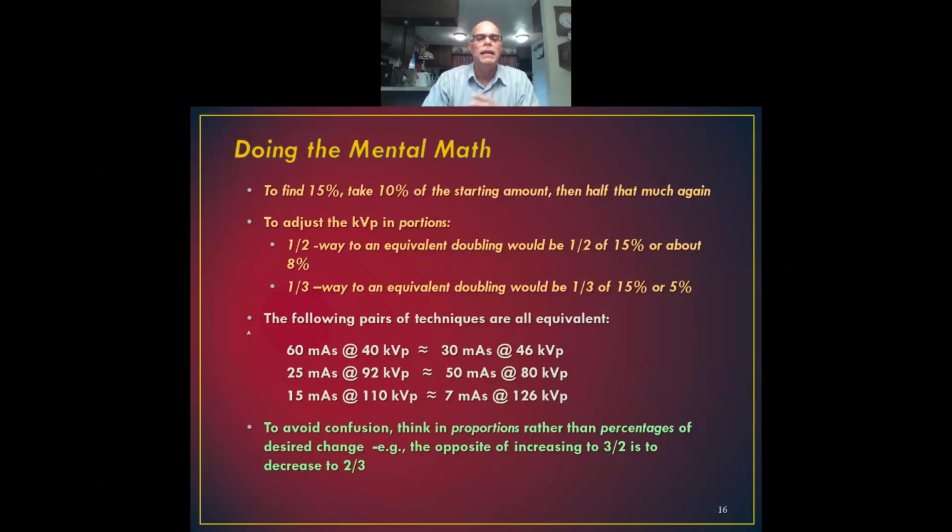So we've got 15 mass at 110 kVp. We look and we see, okay, well, our kVp has gone up one step. It's 110 to 126. So what do we need to do to our original mass? We went up, so we take our mass of 15 and we half it, because we're going to do the opposite of what we've done to our kVp. All right, to avoid confusion, think in proportion rather than percentages of desired changes. The opposite of increasing to 3/2 is to decrease to 2/3. That's the same concept of saying if we're going to half or double, it's a multiple of 2.